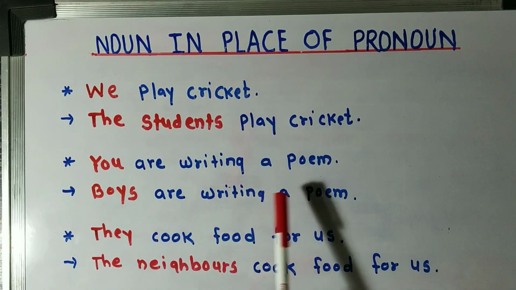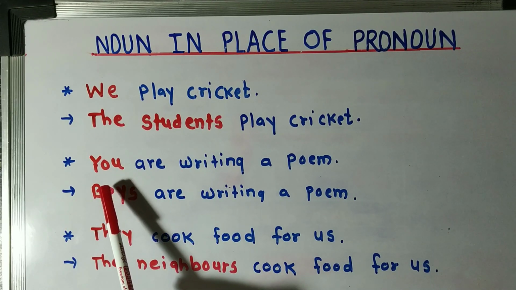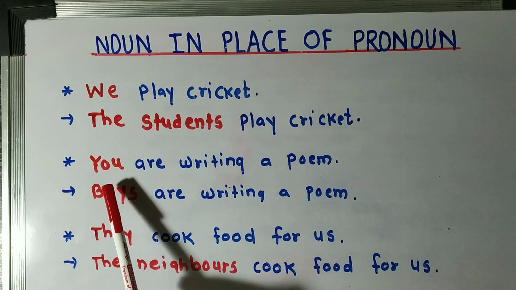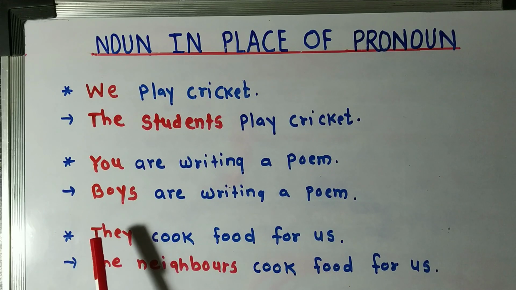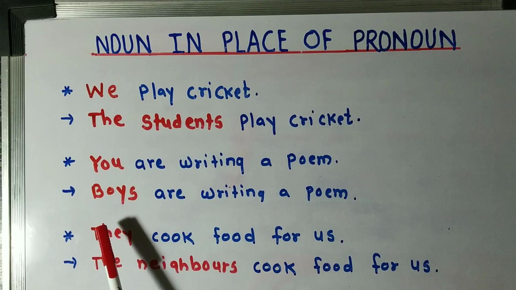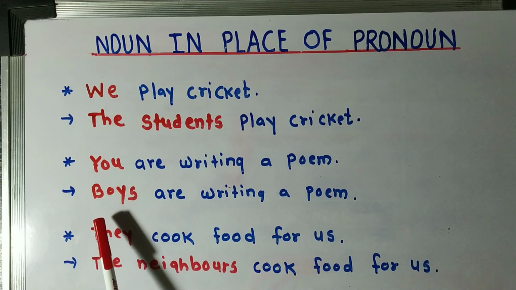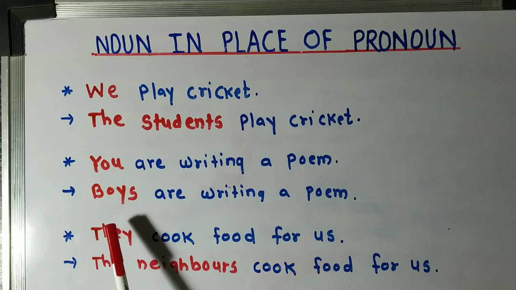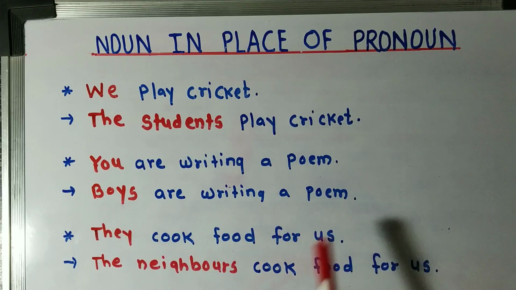You are writing a poem. In this example, the word you is to be removed because it is a pronoun and it is plural pronoun, and in the place of this pronoun we have to make use of plural noun, and we have done it. By removing this word you and by placing this word boys, the sentence becomes like this. Boys are writing a poem.